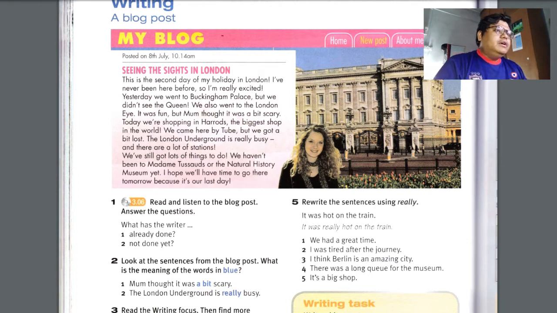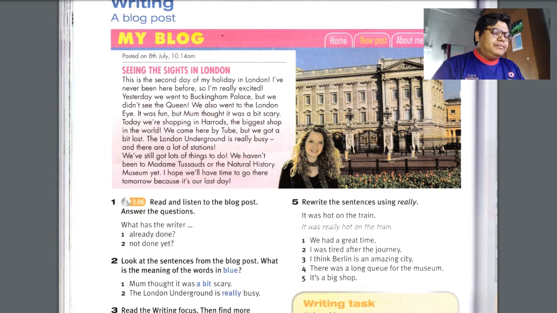Okay, what about shopping in Harrods? As you can see here, today we are shopping in Harrods. Okay, so already done. Can we include shopping at Harrods? I think we can't because it is still ongoing. Okay, so has not done. When the question says done, it means the writer did it and it's already finished. Okay, so these two are the things that the writer had done.